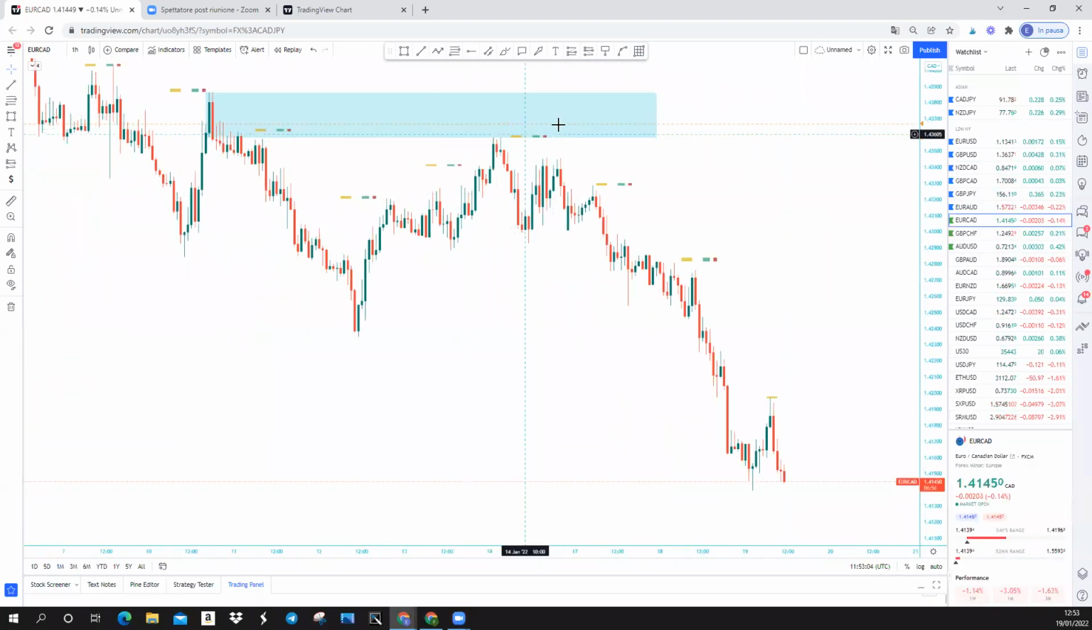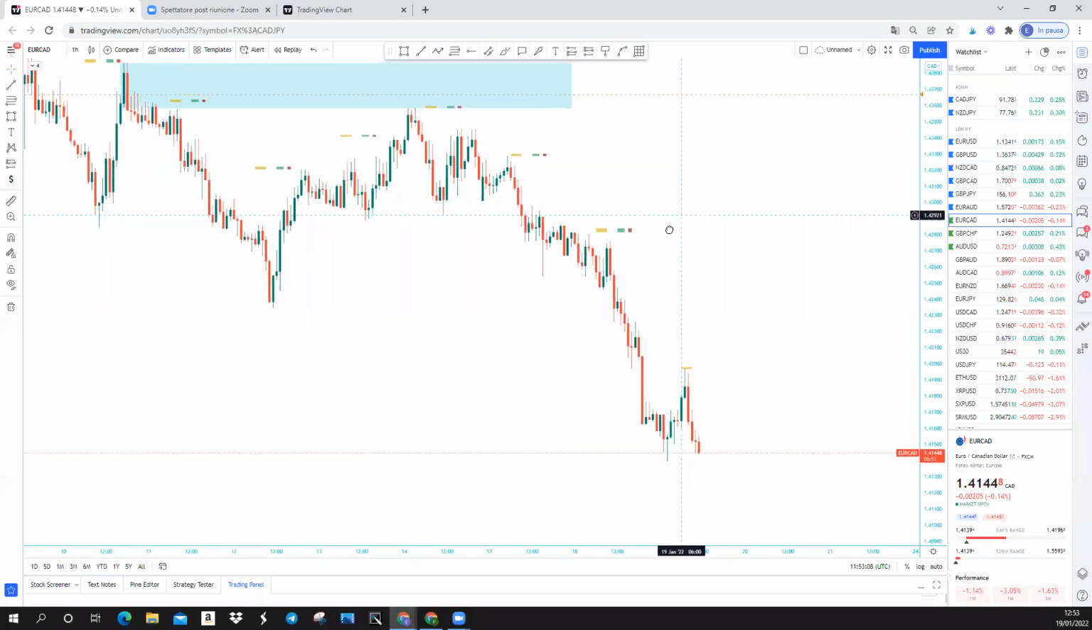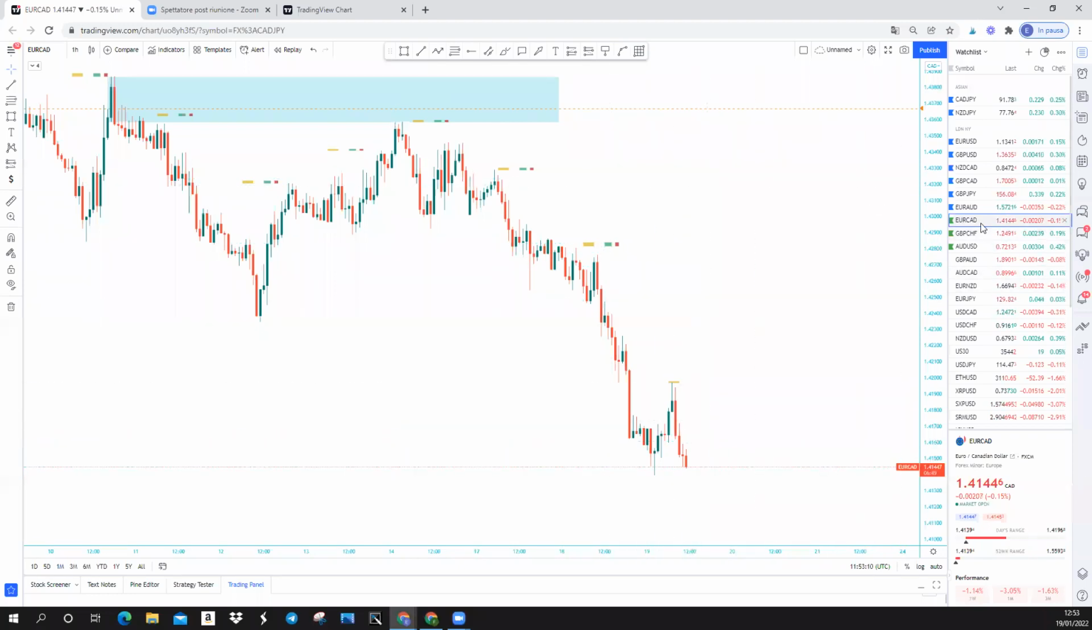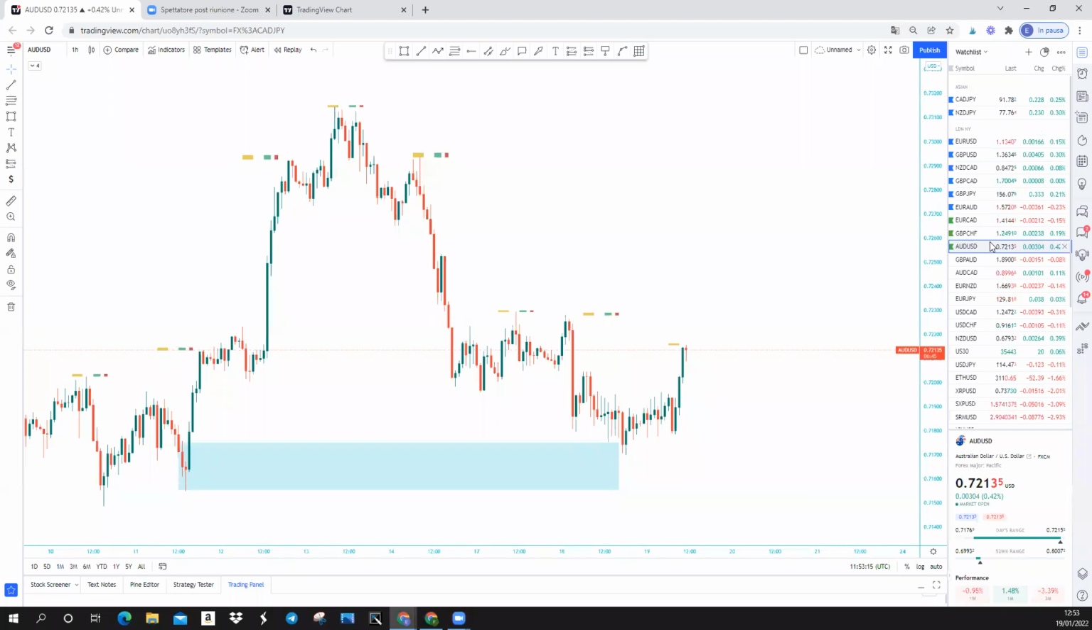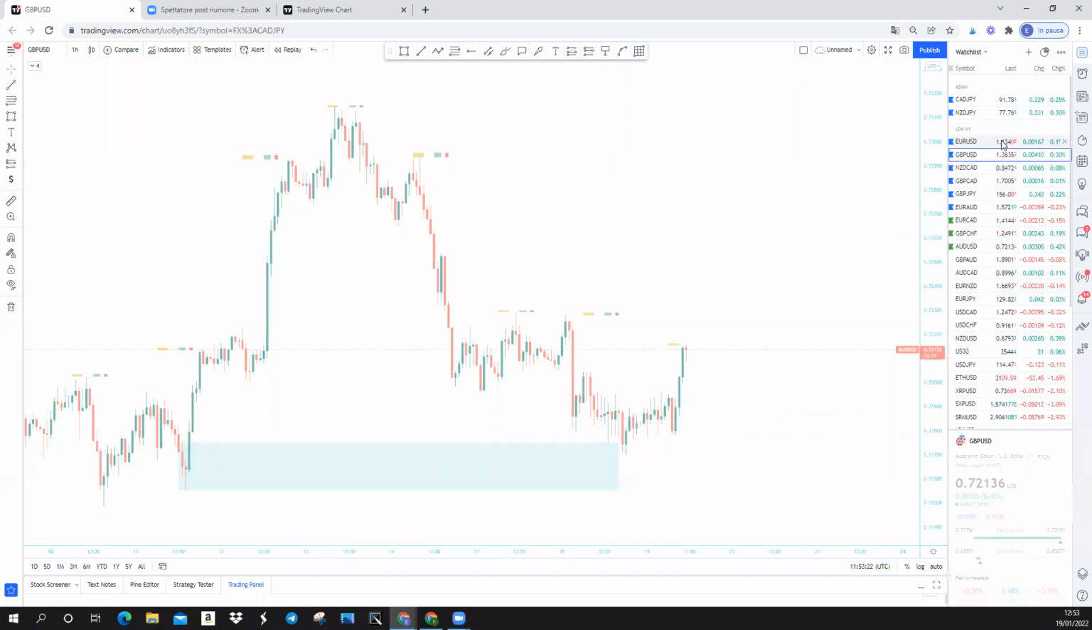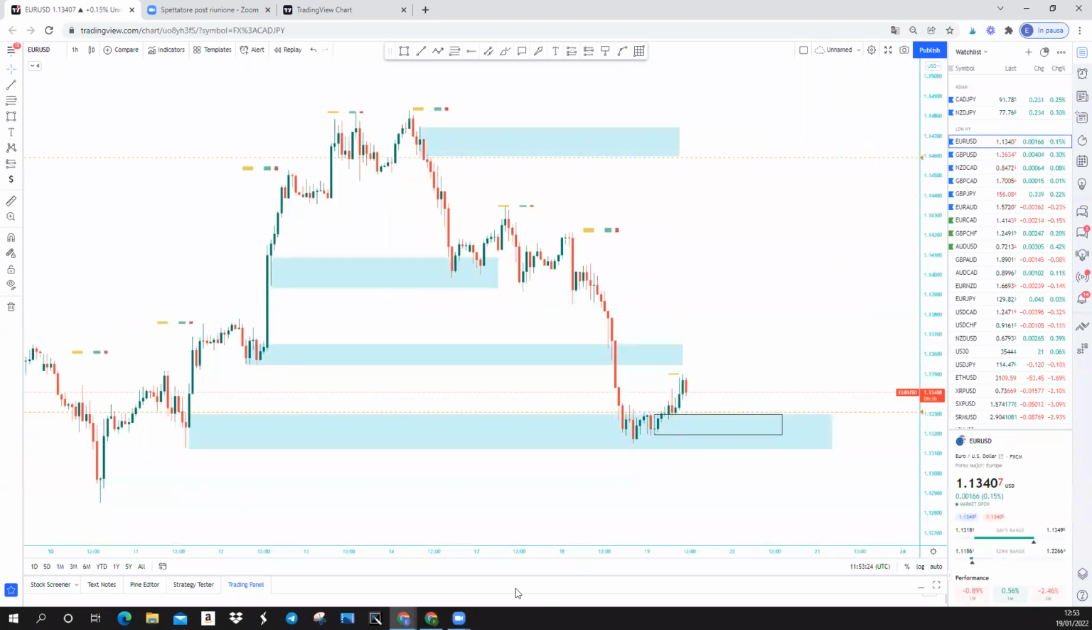EUR/CAD missed this opportunity from up here. As you can see, we didn't reach my alert. Could have been a nice trade, but anyway. GBP/CHF, not interested, and AUD/USD. It's a good area and could have had a good opportunity, but I'm more interested in GBP/USD and EUR/USD.